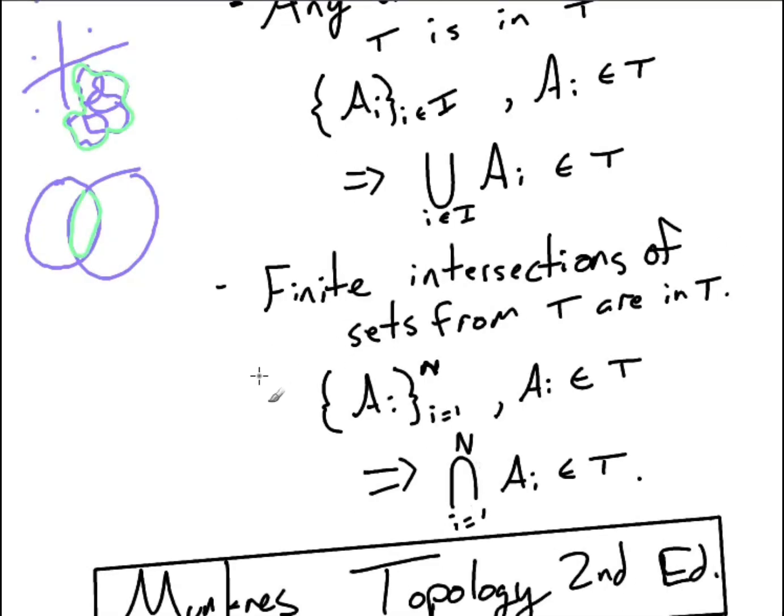We also have this third property, that finite intersections of sets from the topology tau are also in tau. So if we have these two sets, the set of points that are shared by both of those open sets also makes an open set with respect to this topology. And this example is with 2, but by induction you can have this apply to any finite number of open sets. So finite intersections of sets from the topology are still in the topology.